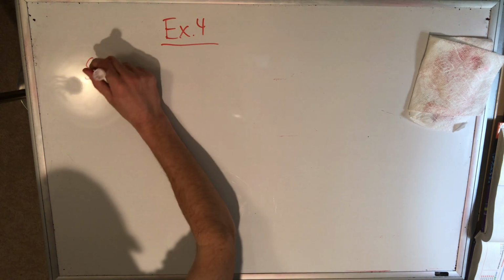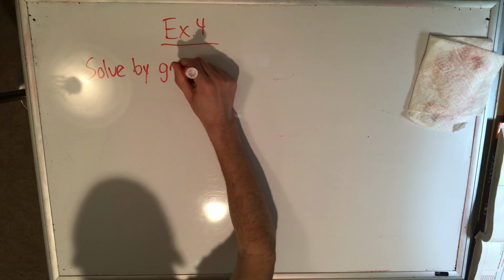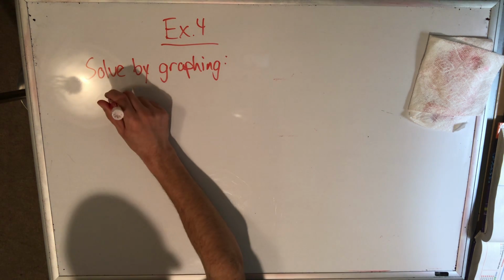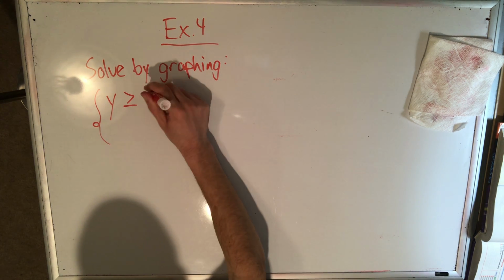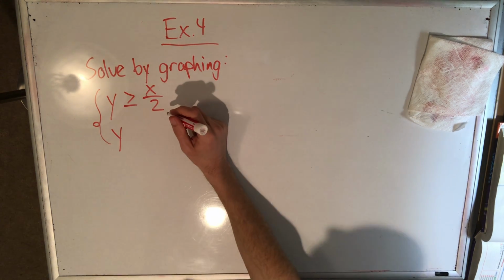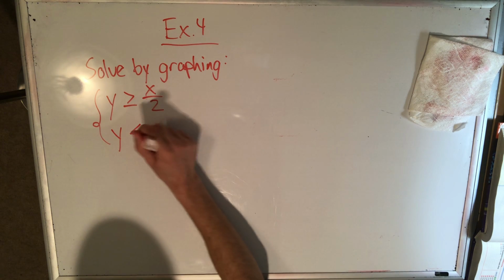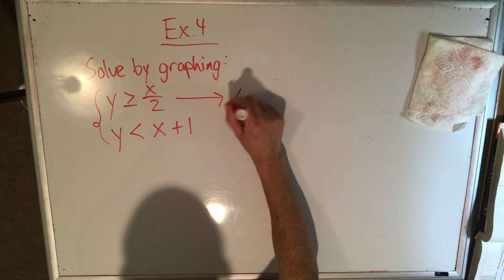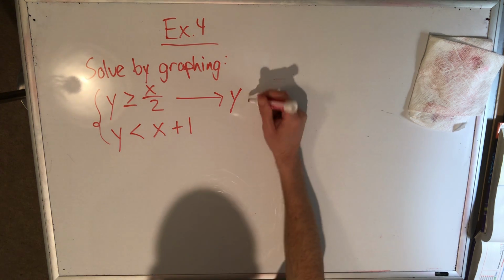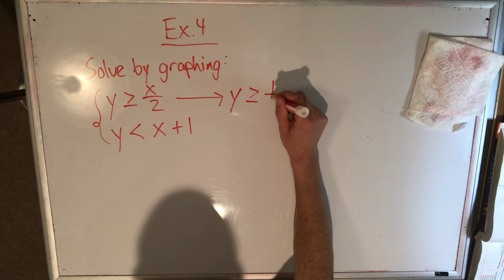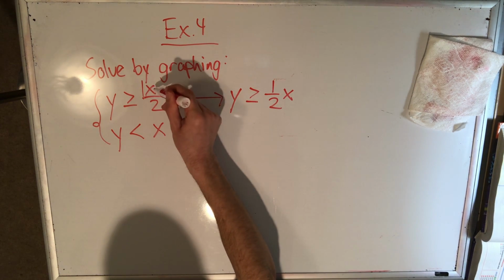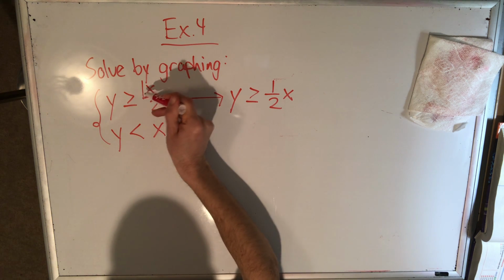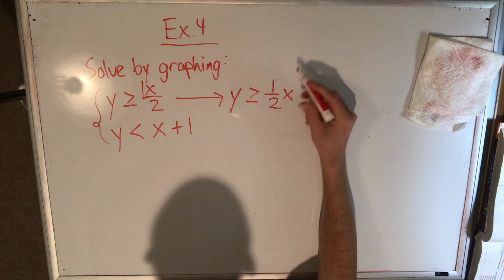So let's solve by graphing y is greater than or equal to x over 2. So this time we have a fraction. And y is less than x plus 1. Let's get the top inequality into slope-intercept form. Y is greater than or equal to x over 2 is the same thing as y is greater than or equal to 1/2 x, because x is the same thing as 1x, since x multiplied by 1 is just x. And then you can just take the fraction outside of the variable, and then plus 0.